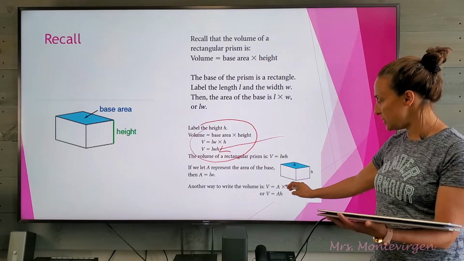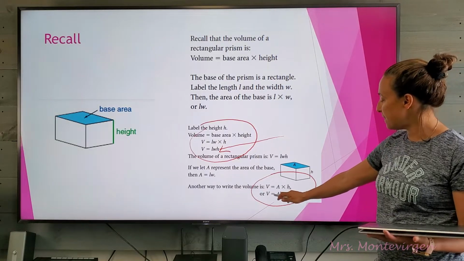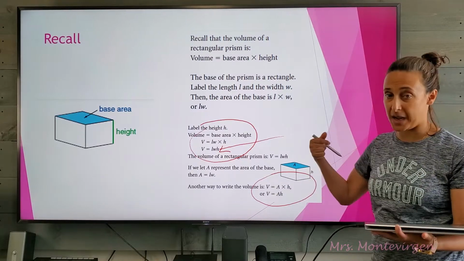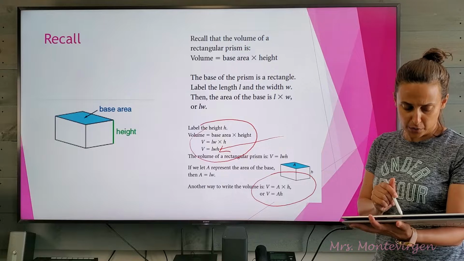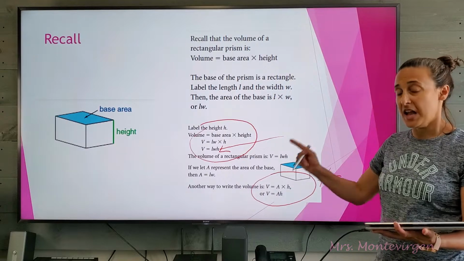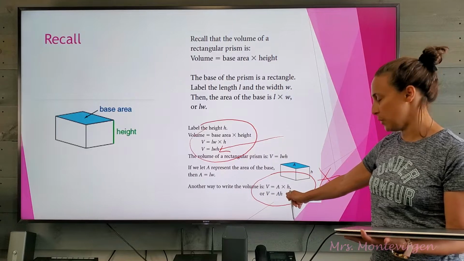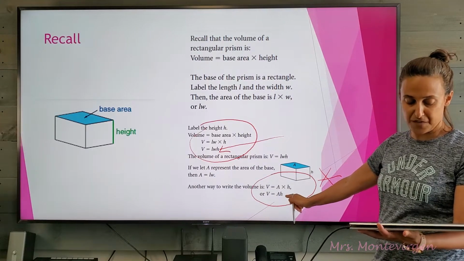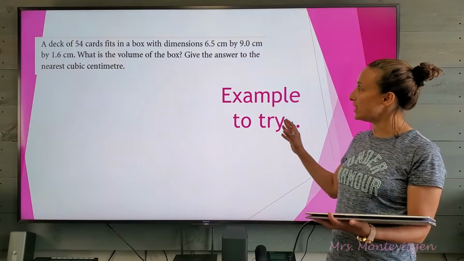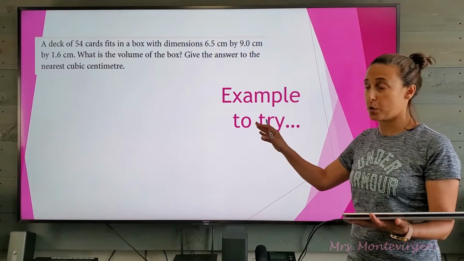Now, if I go down a little bit further, you may also find in some places V equals AH, where the A stands for the area of the base multiplied by height. To me, if I had to pick one, this would be the one that I remember, because I can use the same formula for any 3D shape. So again, volume equals area of the base times height. So V equals A times H. Now, there's only one example that I'm going to go through with you. You can pause the video and do it now, or you can see how I've solved it.